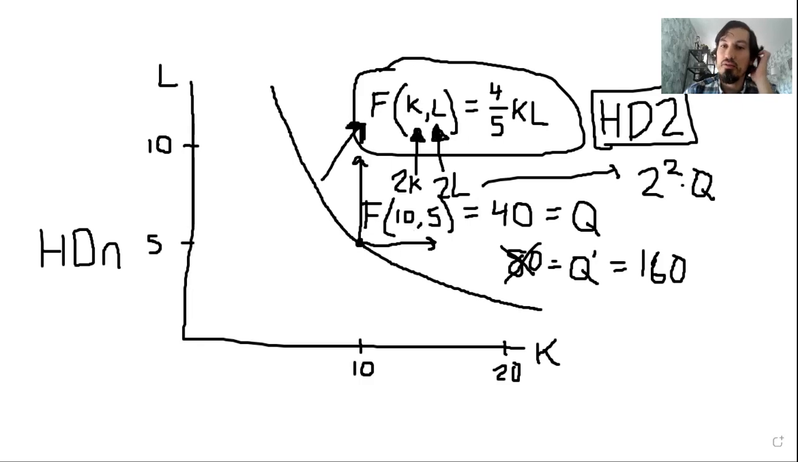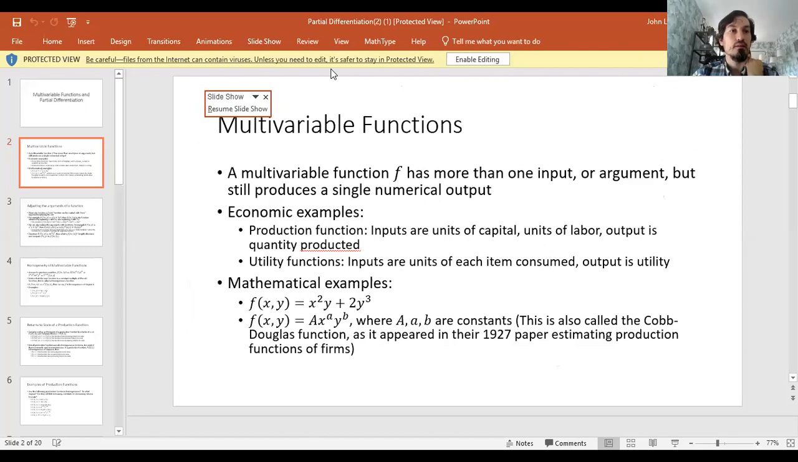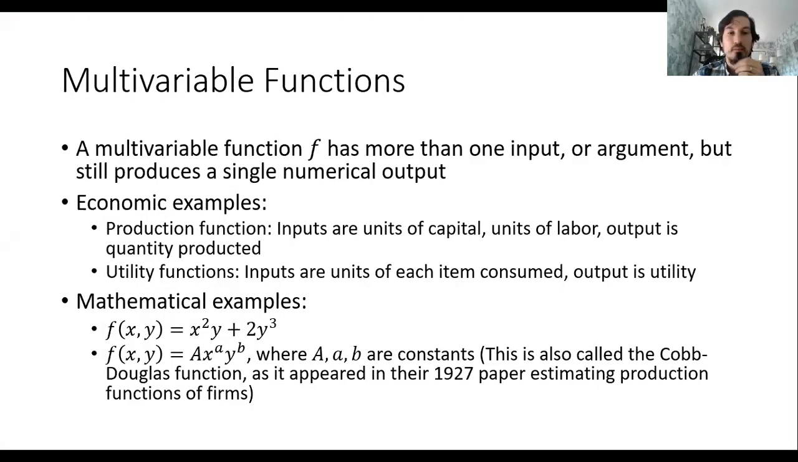So man, this is getting too messy. I need to go away from this Zoom whiteboard and go back to my slides because it's just way too messy. Here we go. Once again, it won't allow me to get to it. Thank you. All right, so that's a production function.